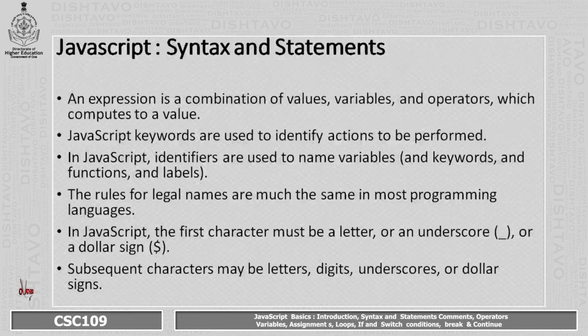Coming to syntax and statements, an expression is a combination of values, variables and operators which computes to a value. JavaScript keywords are used to identify actions to be performed. In JavaScript, identifiers are used to name variables and also keywords, functions and other labels. The rules for legal names are much the same in most programming languages. In JavaScript, the first character must be a letter, an underscore or a dollar sign. Subsequent characters may be letters, digits, underscores or dollar signs.